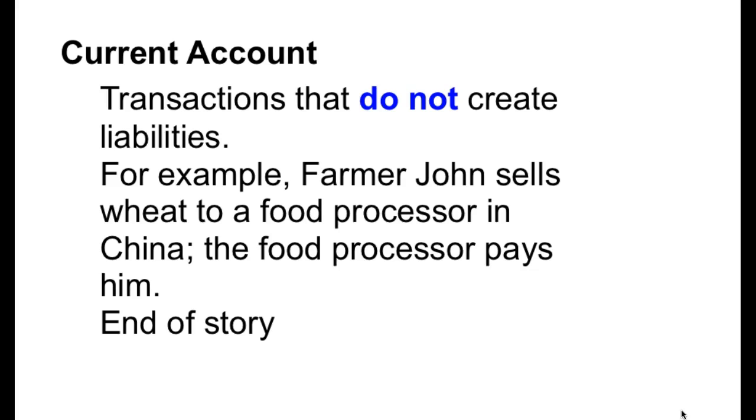The current account is any transactions that do not create liabilities, meaning there's no ongoing relationship, there's no expectation of future payment later. So for example, a farmer in Iowa sells wheat to a food processor in China. The food processor pays for that wheat, and that transaction is over. That is the end of the story. So many of the transactions that happen internationally happen in what's called the current account.